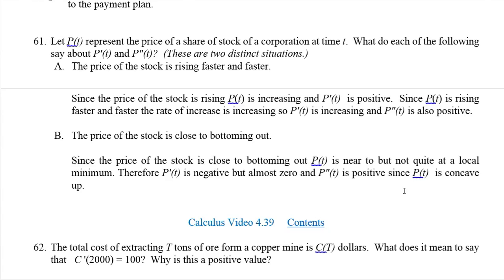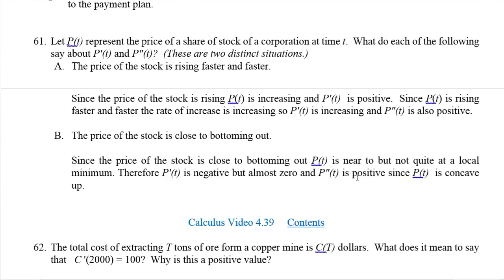So here we go. We're going to start with this number 62 here. The total cost of extracting T tons of ore from a copper mine is C of T dollars. What does it mean to say that C prime of 2000 equals 100, and why is this a positive value? Okay, think about that. Press pause. Come back when you think you have it worked out.